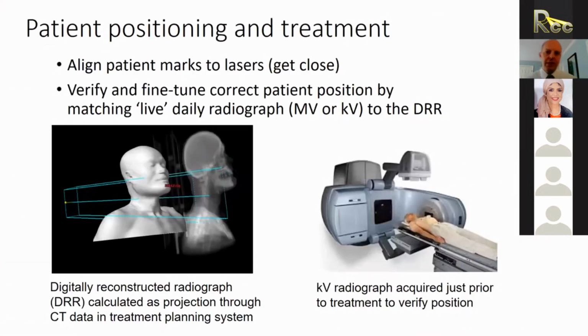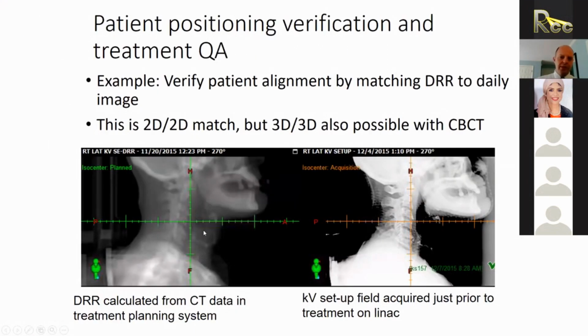So for the patient positioning and treatment, a typical process would be to align the patient marks to lasers to get really close, then verify and fine-tune the patient position by matching the live daily radiograph to the DRR. So basically you start as well as you can, and then you take the image, and then you would match. Here's another example of a 2D match where you have your radiograph created from the simulation CT on the left, and your projection image acquired at the machine on the right.